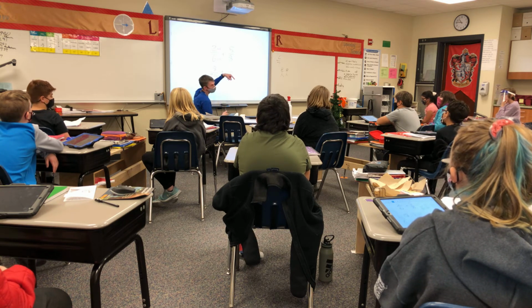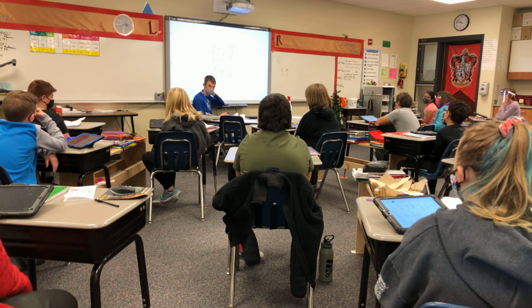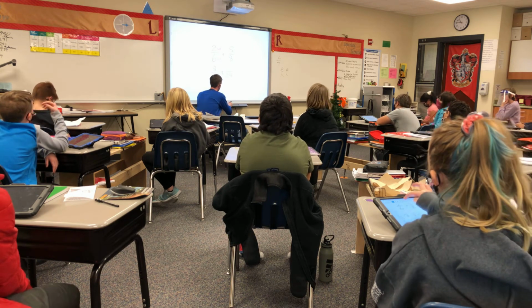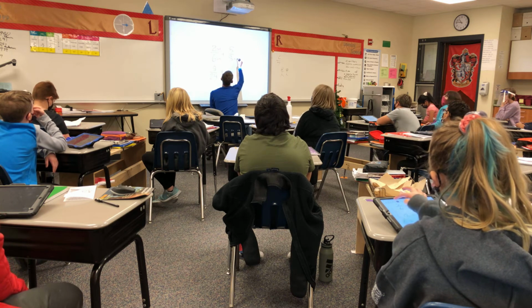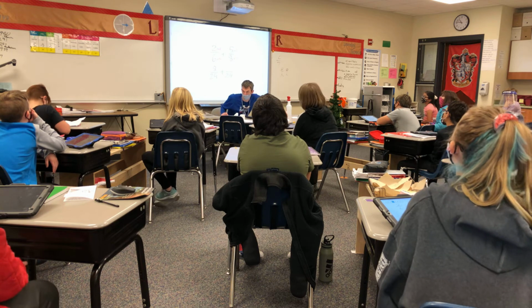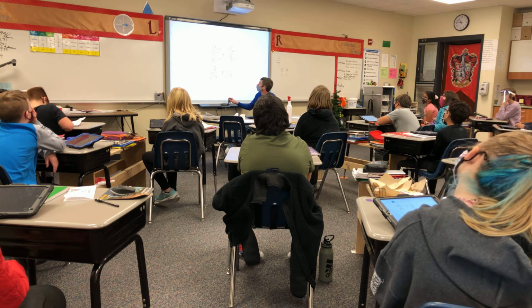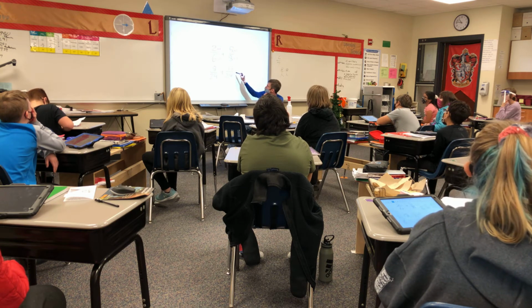What do I multiply 8 by to get to 24? 8 times what is 24? Abraham? 3. Okay. So we do the bottom, plus we do the top. 5 times 3. Bailey? 15. So we got 15 here.